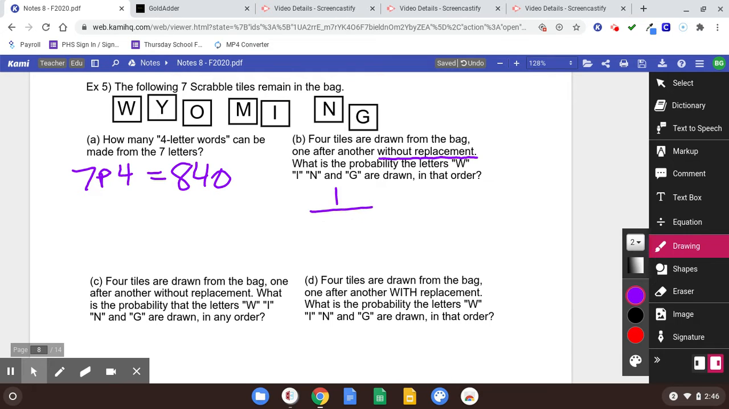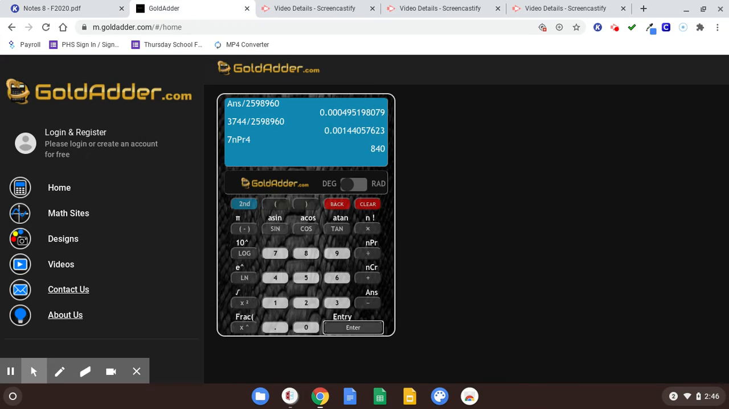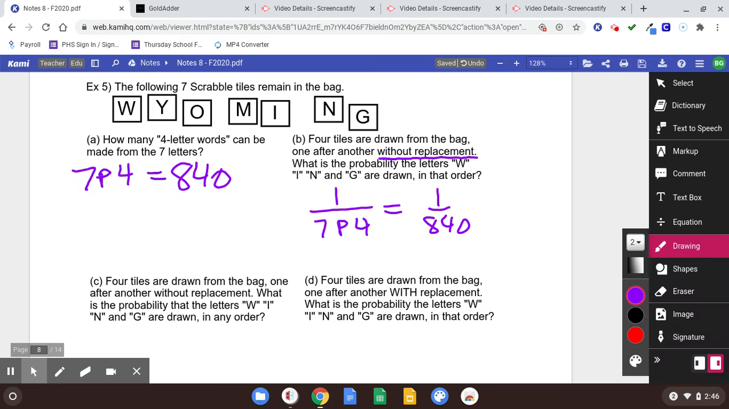Probability, remember, is part over total. So there's one way out of the total number of ways. Well, we just found the total number of ways was 7P4, or 840. So 1 over 840. And if you change that to a decimal, 1 out of 840 is about 0.00119.